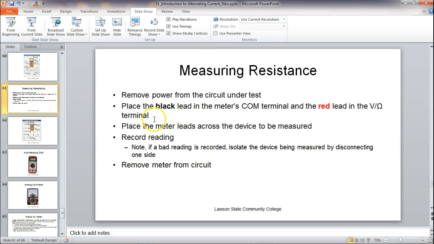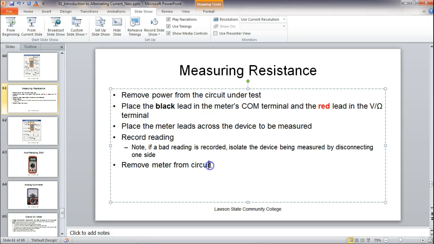Now, on the meter, what we do is put the meter leads into the meter exactly the same way, and then we remove power. Remove power is the first thing. Place the meter leads across the device to be measured, record the reading, and then remove the meter. Always make sure you remove the meter.